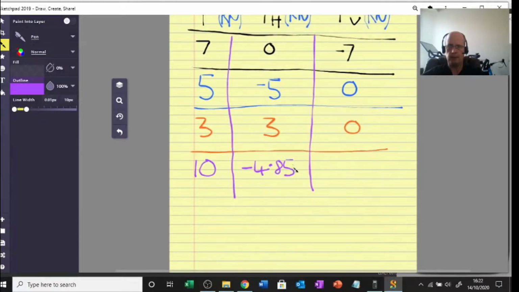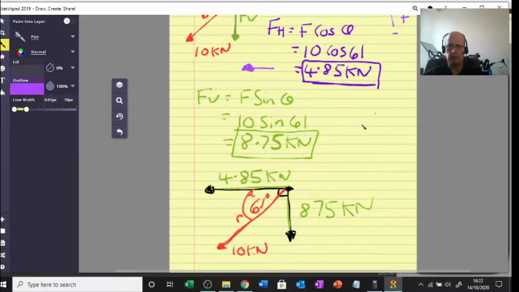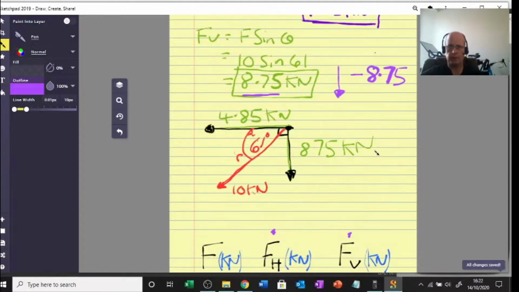And then there's my 10 again. So the vertical one, it's 8.75 because we worked it out here. It's coming down like that, so anything coming down is a negative number. So I'm going to put in minus 8.75. That's not a negative force. It's not like when you're floating on the pirate ship in Oakwood or in a theme park. It's just the direction. So minus 8.75 vertical.